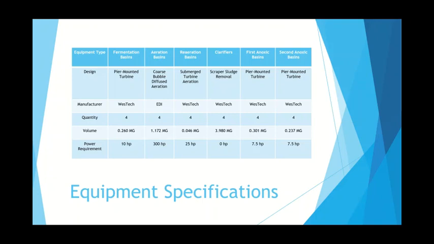Here you can see the different specifications for size and power requirement that were used in the BioWin model units. Here you can also see the different types of each major unit based on where they were purchased and the process requirements.